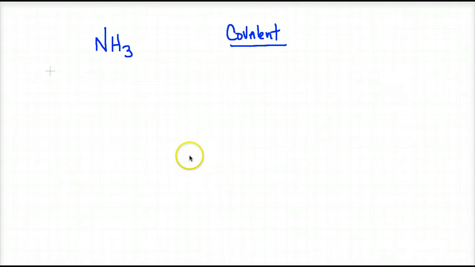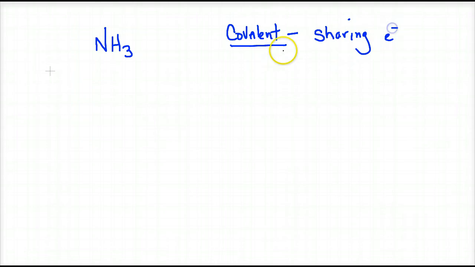This lecture is on covalent bonding Lewis dot diagrams. We're drawing diagrams to illustrate the bonding between nitrogen and hydrogen in this case. Covalent bonds are a sharing type. They share electrons because the difference in electronegativity between the two nonmetals is very similar.